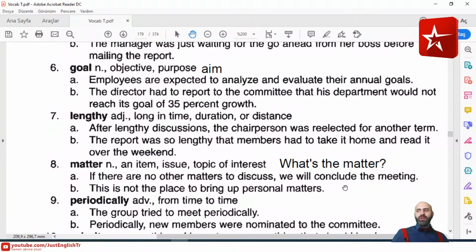For example, I send a message to my friend, I need to speak to you, and my friend replies, what's the matter? Like, why do you want to speak with me? What is the topic? When you say what's up, guys, what's up can be how are you, but what's the matter? This is not how are you. It means what is going on, what is happening.